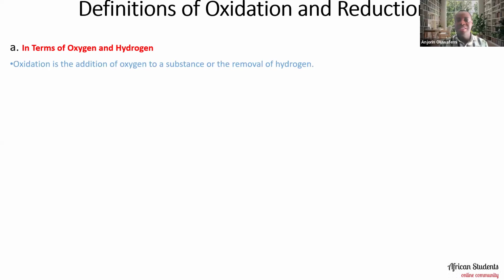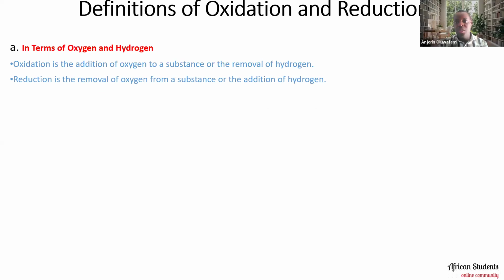Now, oxidation is the addition of oxygen to a substance or the removal of hydrogen. That is the definition of oxidation based on oxygen and hydrogen, addition or removal, as the case may be. So oxidation is simply the addition of oxygen to a substance, and it is the removal of hydrogen from a substance. Okay, all right now. Reduction, on the other hand, is the removal of oxygen from a substance or the addition of hydrogen to a substance. So that's reduction.